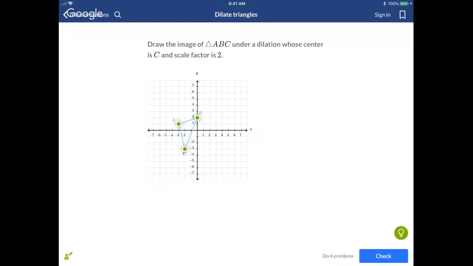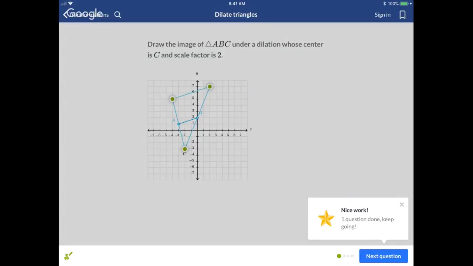So in order to do that dilation, we're going to say point A is up 4 and over 1 from point C. So I'm going to go up 1, 2, 3, 4, and over 1. And same thing with point B. Currently, point B is over 2 and up 1, 2, 3, 4, 5. So I'm going to go over 2 again and up 1, 2, 3, 4, 5. So there's the image triangle, triangle A prime, B prime, C prime, that's been dilated about point C by a factor of 2.